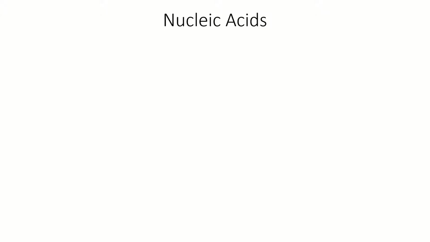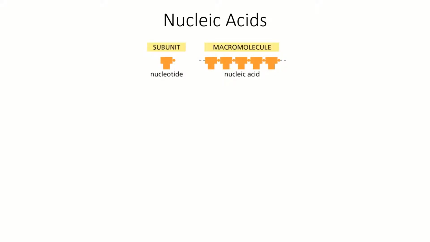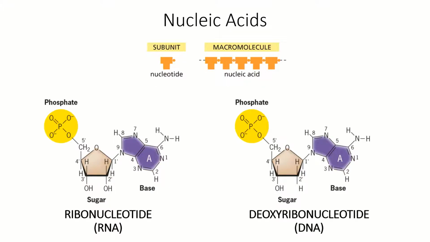The nucleic acids will be the fourth and final kind of biological macromolecules that we will be discussing. Like carbohydrates and proteins, nucleic acids are polymers made up of monomers known as nucleotides. Each monomer of a nucleic acid is composed of three things. First a phosphate group, then a sugar, and then a base.